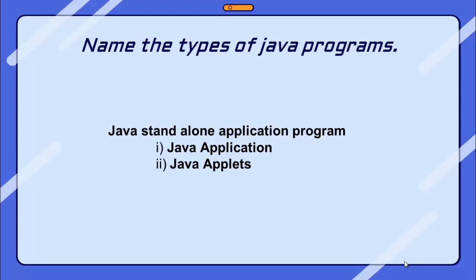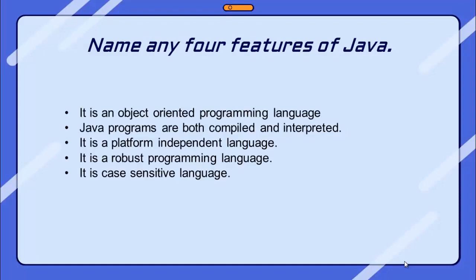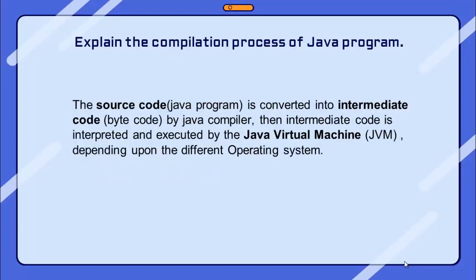Name the types of Java program. One is Java application, the other one is Java applets. A Java application is the application code that is typed by the user. A Java applet is downloaded from the internet. Any four features of Java: it is an object-oriented programming language. It can be both compiled and interpreted. It is platform independent. It is a robust programming language. It is a case sensitive language.